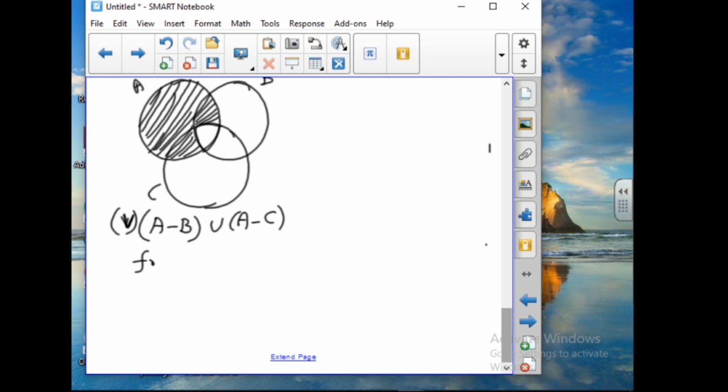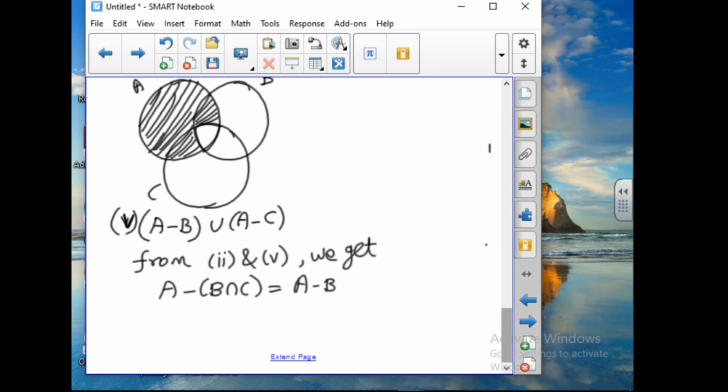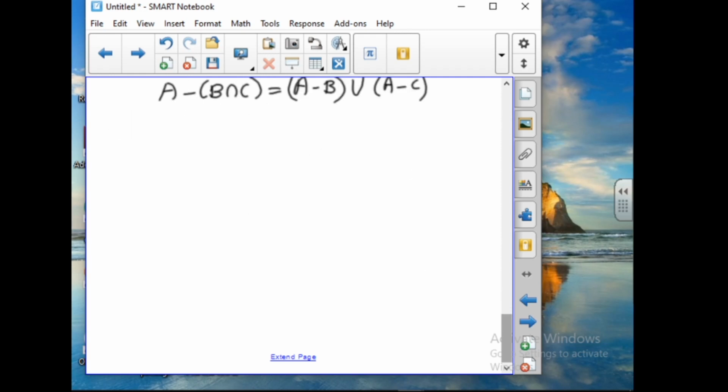So from 2 and 5 we get the diagrams are equal, no? So you have to write A difference B intersection C is equal to A difference B union A difference C. Hence proved.